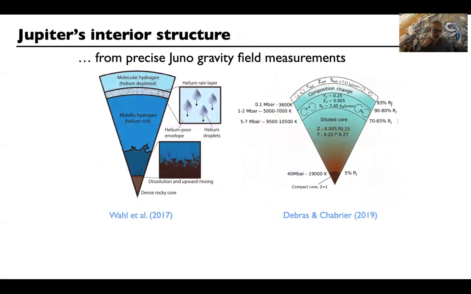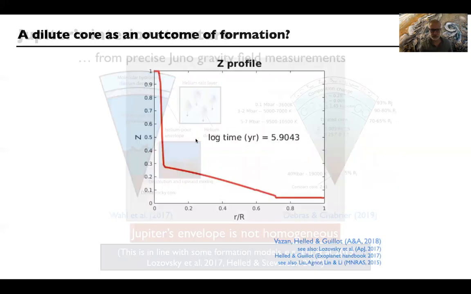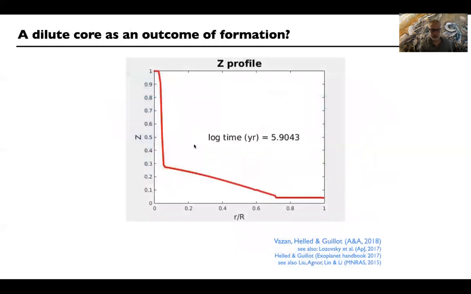So there's been various work on these aspects, on modeling the interiors of giant planets, but basically all need an envelope that's not homogeneous. Okay. And this is now in line with some formation models. And I'm sorry, I'm going to skip that.